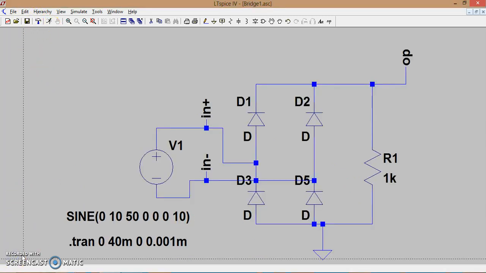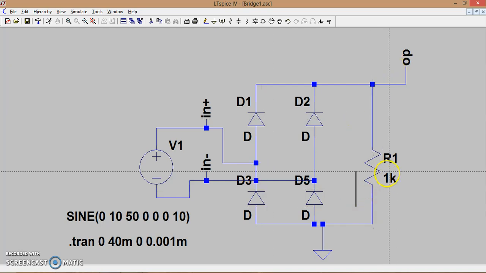Now the connections are made. I have labeled the lines also. So this is the output line OP, the output node. I have connected a load resistor of 1 kilo ohm. You can see I also have two input nodes, IN plus and IN minus. This is written as IN plus and IN minus because the input voltage is measured with respect to IN minus, whereas the output is measured with respect to ground.